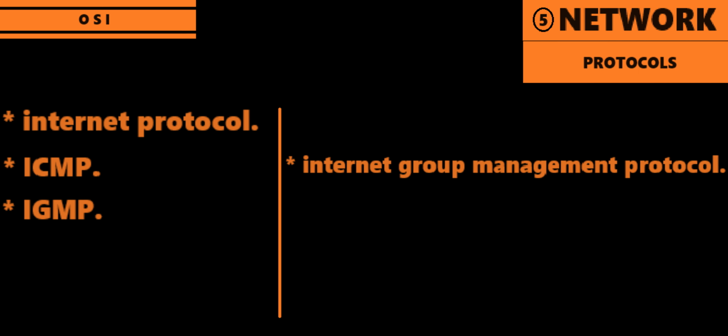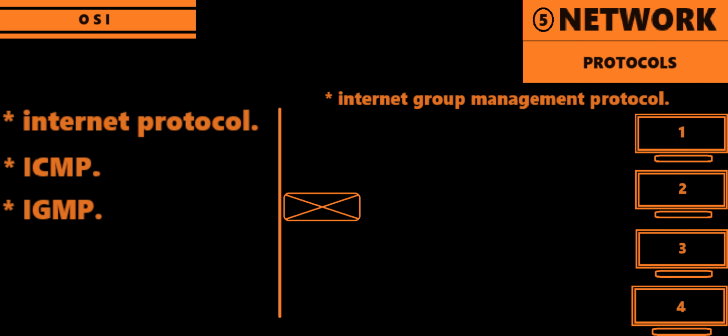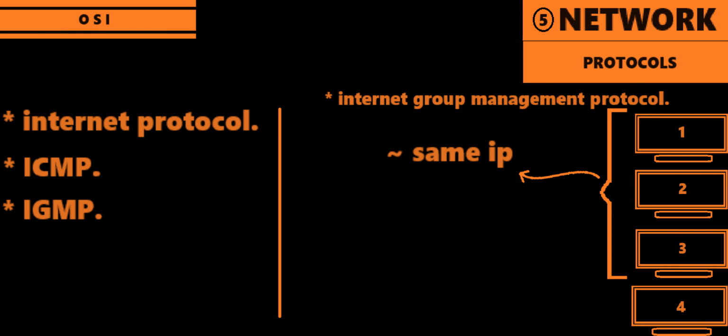Another protocol is the IGMP, which refers to Internet Group Management Protocol. When we want to send the same message to a big number of nodes in a network, instead of sending the same message again and again to each node individually, we can put them together in a group and make them share the same IP address. We call this group the multicast group. The IGMP deals with those kinds of groups.